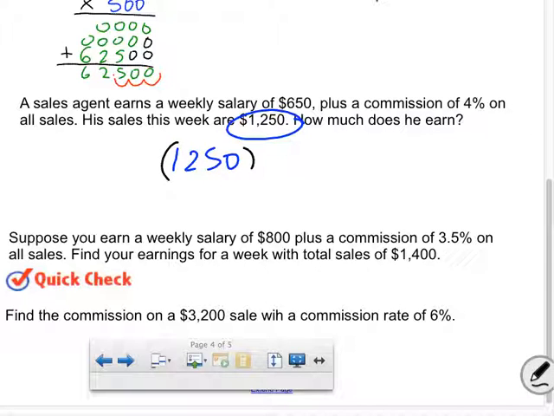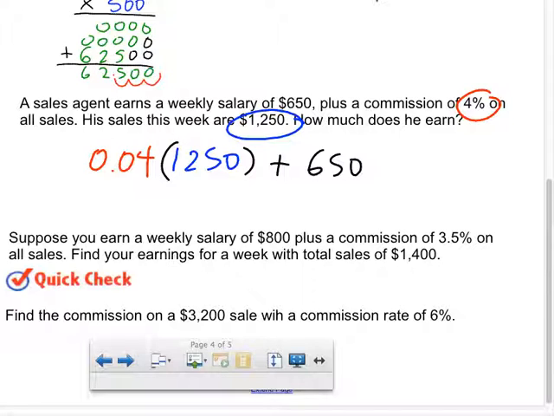Times the rate. What's the rate going to be? Nice, 0.04. Okay, so I got to multiply that to my sales, but then I got to add to that my base salary. What's my base salary? $650. Okay. Let's simplify this. Can somebody tell me what my commission is going to be?